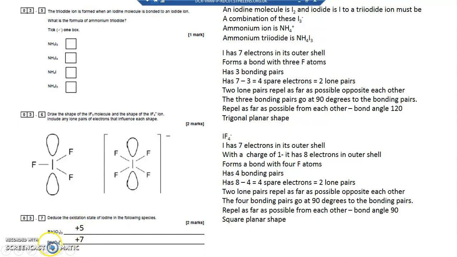Let's have a look at this one. H4IO6-. Well, H's are 1+ each, that's 4+. 6 O's, 2 minuses, 12- and 4+. That means the I is in 8, except that it's got 1 electron left over. So if it were +8, then that would be 0. If it's in +7, then it leaves 1 minus left over. So the I is in +7.